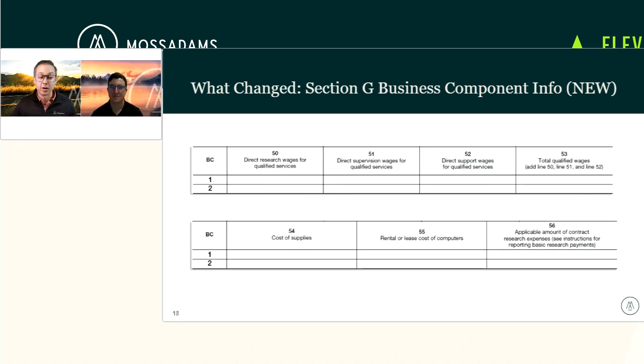All right, there's another part to section G. So we have columns 50 through 56. This is where your expenses must be reported by project. And I'm using the terms project and business component interchangeably here. If you use time surveys, you might already split out the direct research, supervision, and support. And if you're doing that, that could really match this setup pretty well.